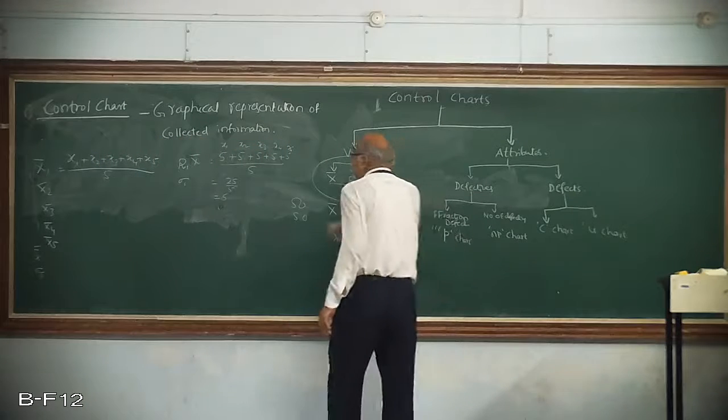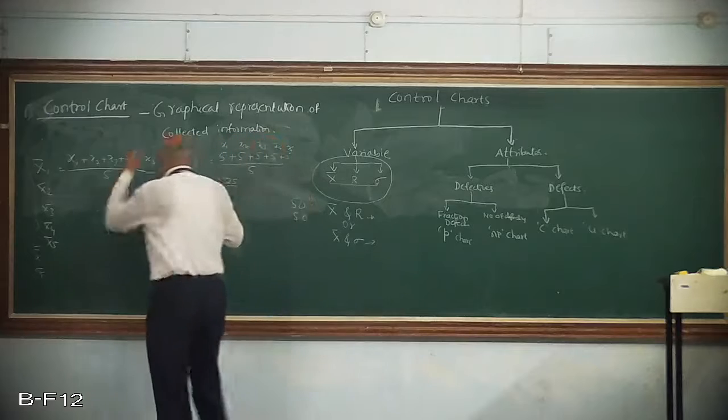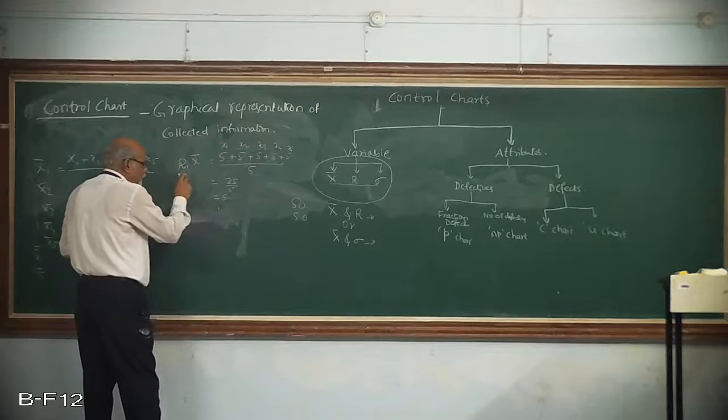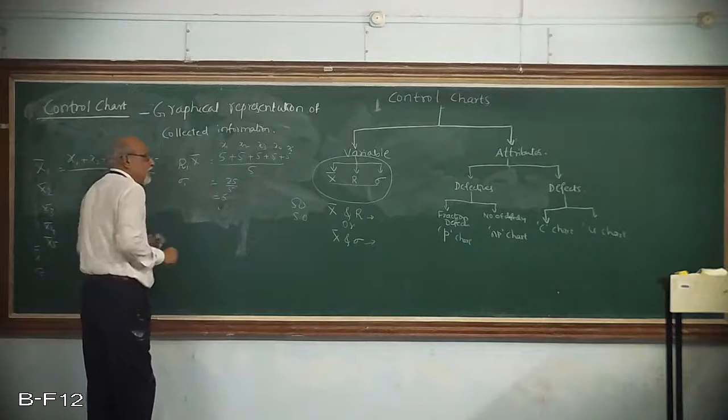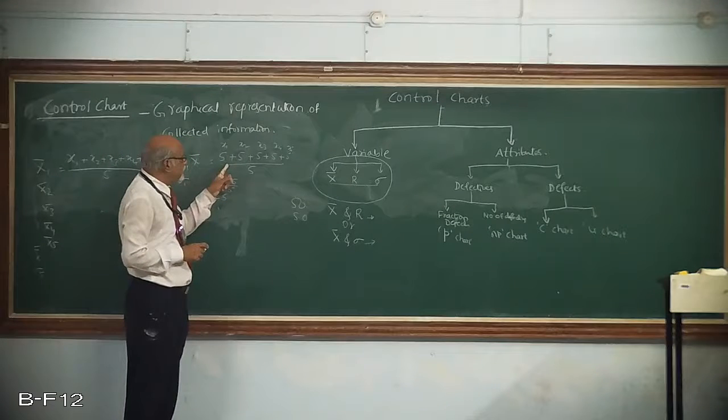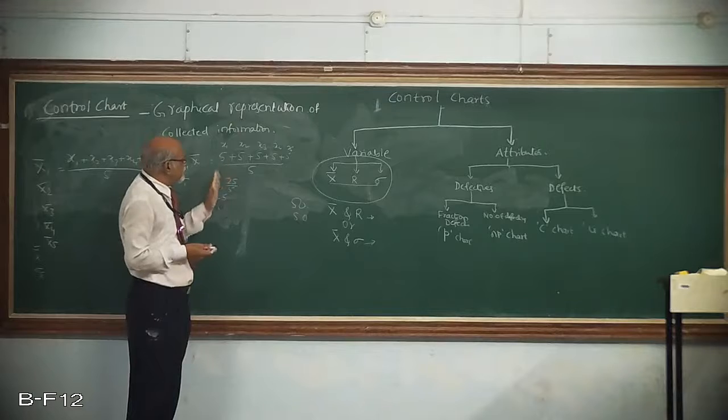And I am going to compare this. That is what I told you. Here I am not going to find the value of sigma. I will find the value of R. What is the R value here? Highest is 5, lowest is also 5, so R is 0.